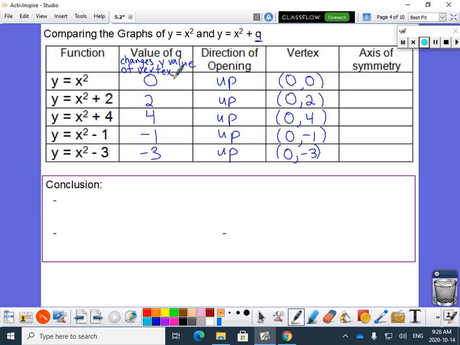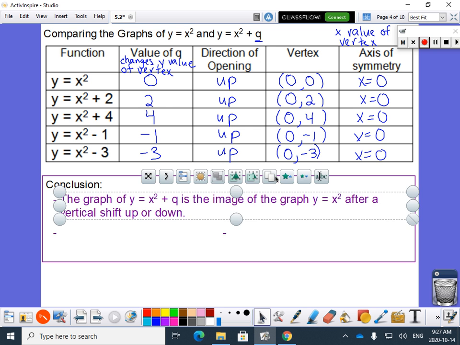Okay, and then axis of symmetry. Well, the axis of symmetry is always what? What did I put up here on the last slide? The x value of what? So, x equals 0. It's x equals 0 all the way down because our x value is still 0. We're okay with that? Questions about that? You guys can get this down.